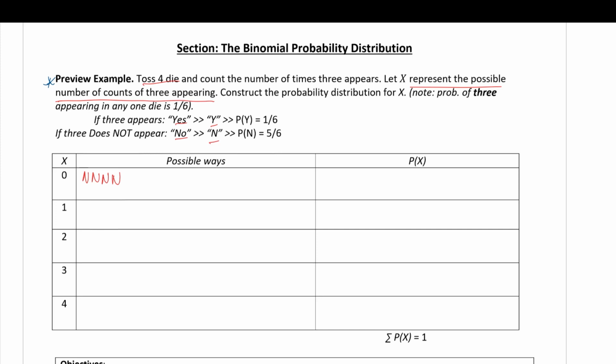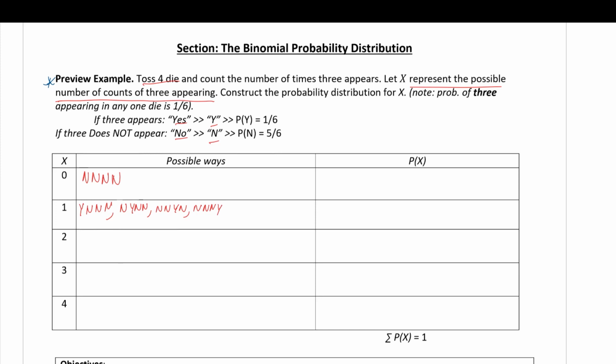What's the way that a 3 could appear once? It could appear on the first die and not on the other 3. Or it could appear on the second die and not on the other 3. So it would be no, yes, no, no. Same thing for the third and the fourth. So there's 4 ways that one 3 can appear.